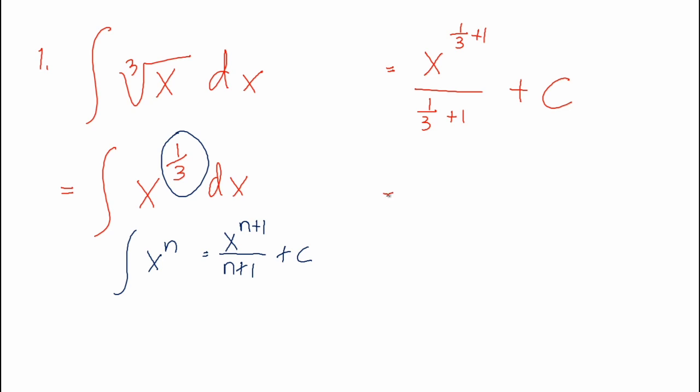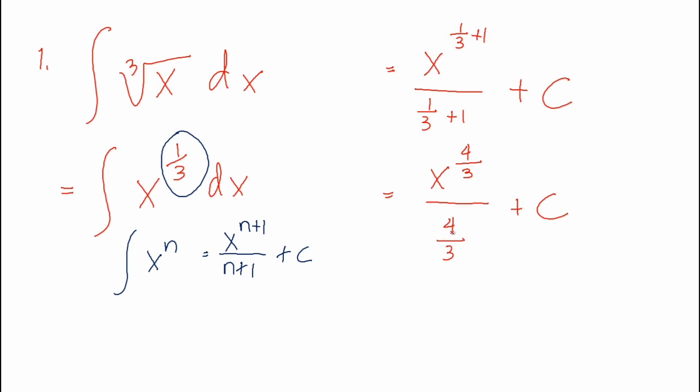For the final answer, you have to remember your algebra because it helps us in simplifying. So 1/3 plus 1, or you can just use your calculator, is 4/3. We can rewrite it as x raised to 4/3, and our denominator is also 4/3, plus c. But this is not yet the final answer because we need to simplify it. The 4/3 in the denominator makes it complicated to look at, so we need to simplify this.